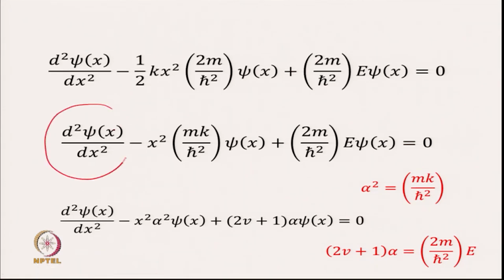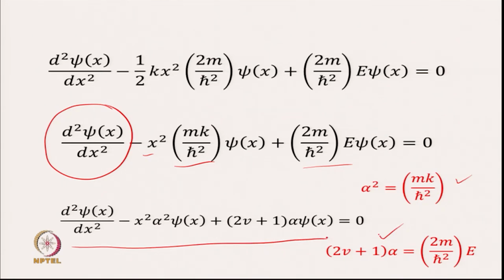Okay, so the second simplification which we can do is this. This is the second order differential, and then you can take the x square terms here, and the rest is mk by h bar square, and similarly you have 2m by h bar square e. Now suppose we take mk by h bar square equal to alpha square, and 2m by h bar square equal to 2v plus 1 alpha, we will get this equation.